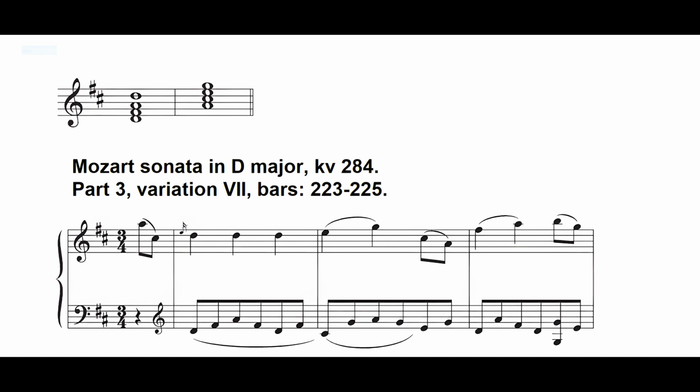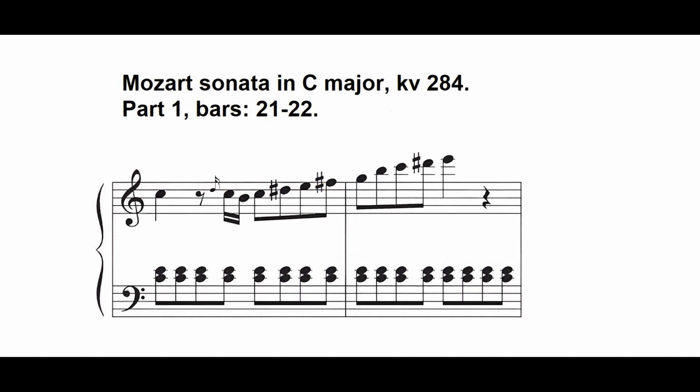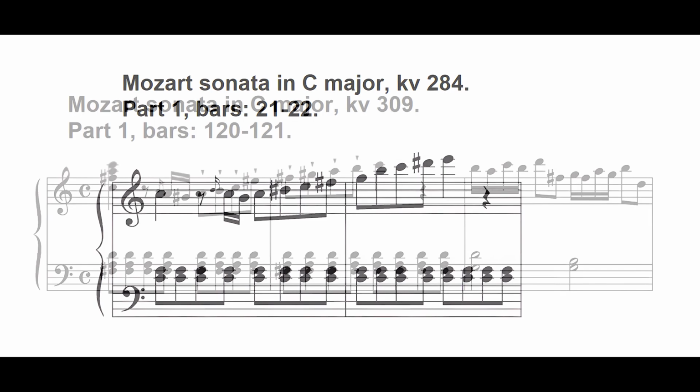In this other example by Mozart in C major, you can see the root and third are repeated in the left hand, while the right hand presents the melodic progression using both diatonic and chromatic passages. In the next part of this video, I'll explain much more about passing notes.